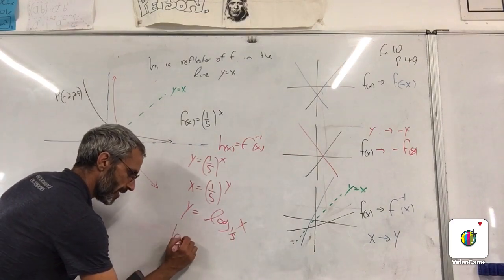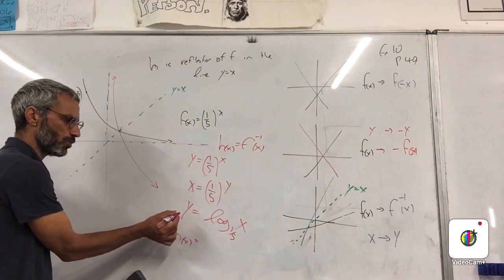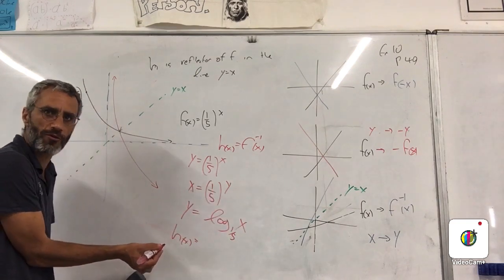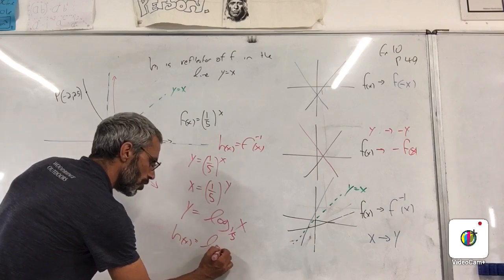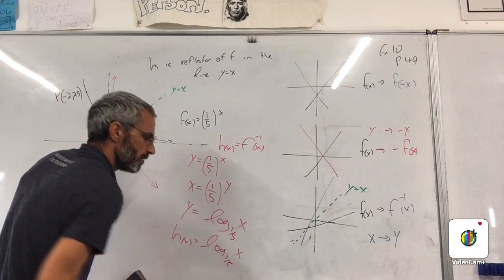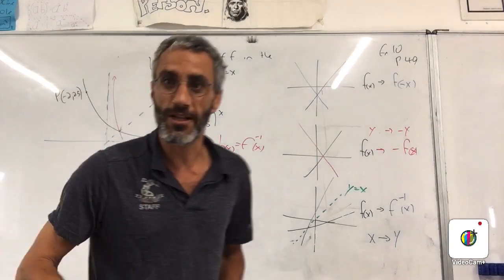Write it again. Don't just leave it as y, because they're asking you to find the equation of h. h of x is log base a fifth of x. Let me just see that it's right.